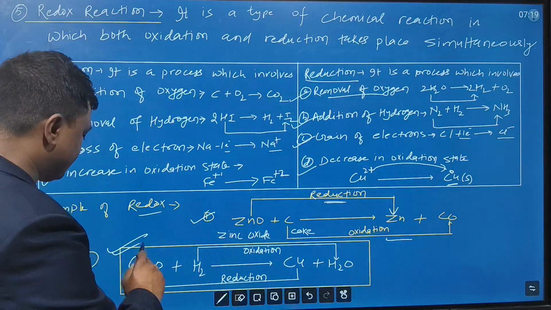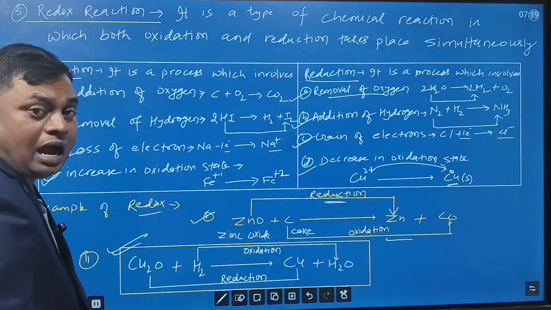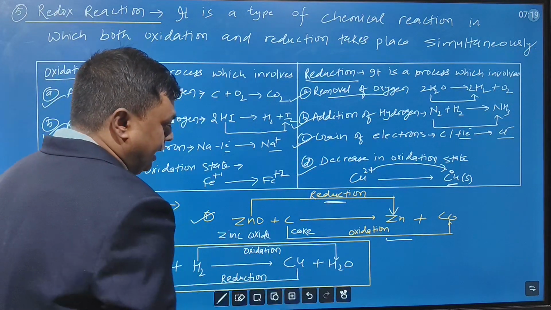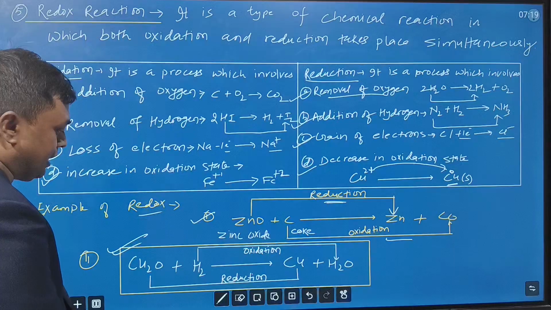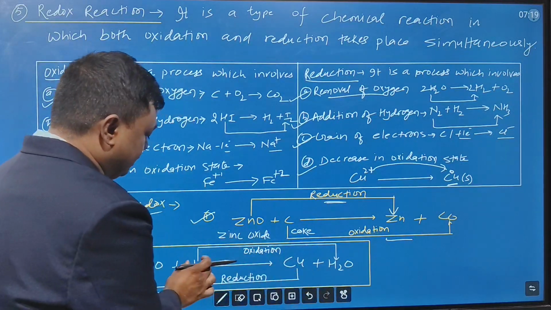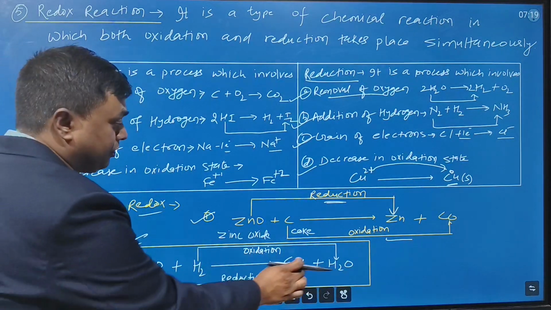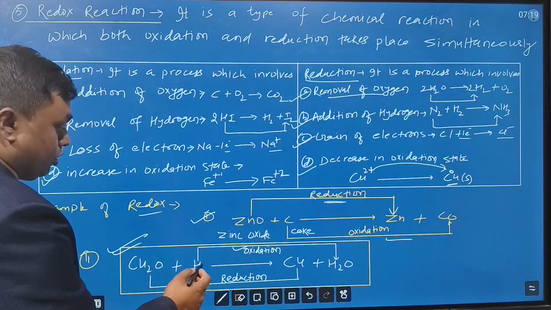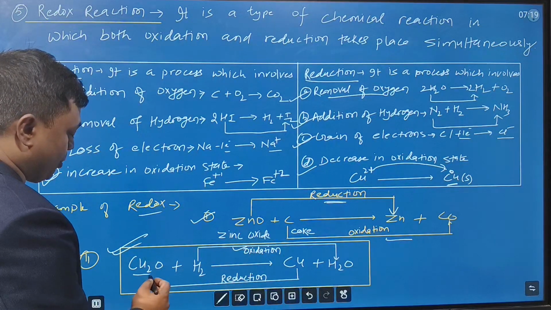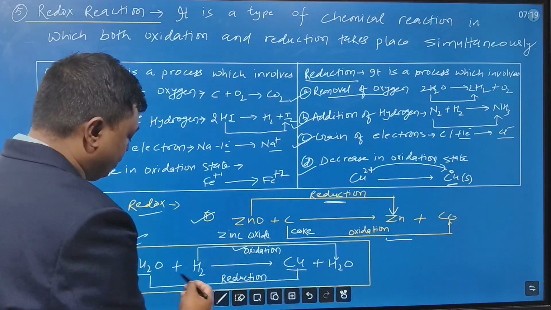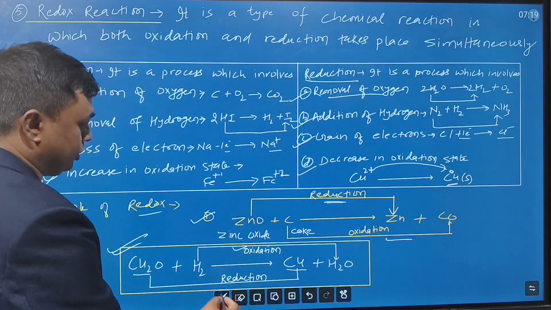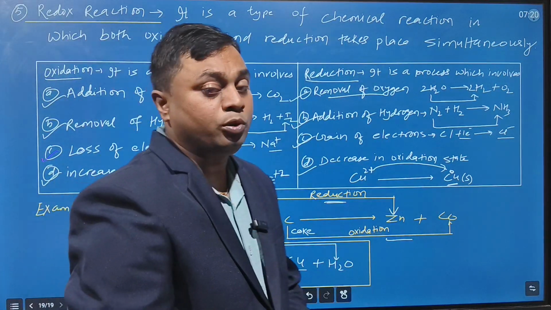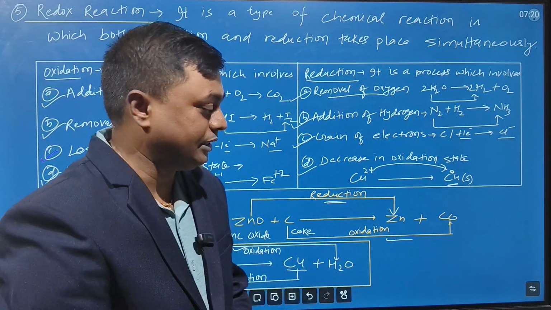Another example you can see is the reaction of copper oxide with hydrogen. Copper oxide and hydrogen give rise to Cu plus H2O. You can see here H2 to H2O. With H2 oxygen is not there, with H2O oxygen is there. So this is oxidation. Here you can see copper oxide. With copper oxygen is there, with copper oxygen is not there. So there is a removal of oxygen. So this is a reduction. Yes or no? Here in this equation, you have to remember oxidizing agent and reducing agent also.